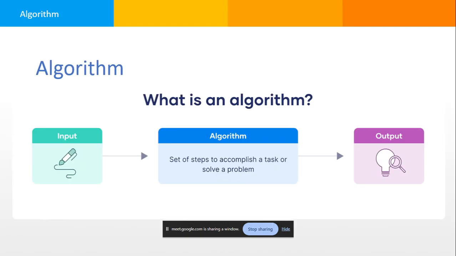Now, let's take it one step at a time. When we say algorithm, what is it? I have a diagram here. When you analyze it carefully, let me use my laser pointer here. I have this diagram. It has a block called input, another block called algorithm, and then another block called output.